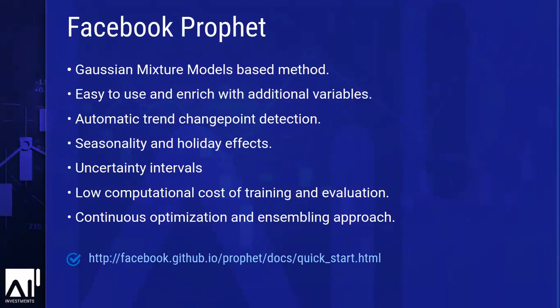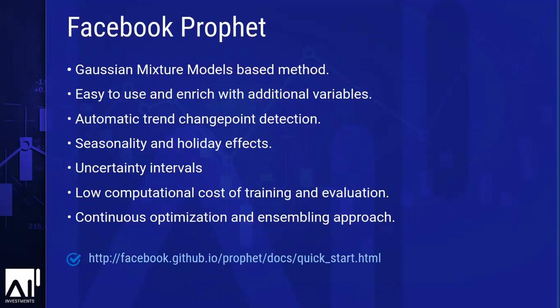The next method, which I want to describe very briefly, is Facebook Prophet. It's a statistical method, but with some interesting elements, because it's a combination of a statistical method based on Gaussian mixture models. It is very easy to use. Facebook provides the whole library, so it's very easy to start using. And why did I include that method? Because it is also possible to use it with a continuous optimization and sampling approach.